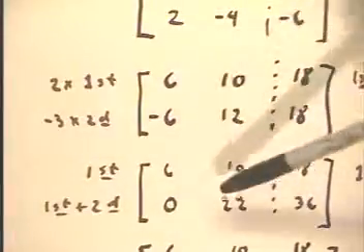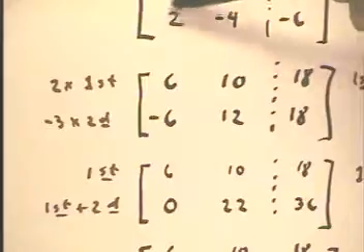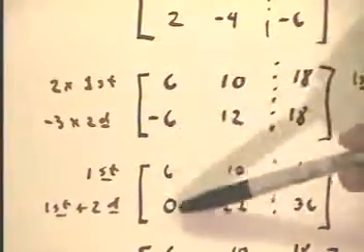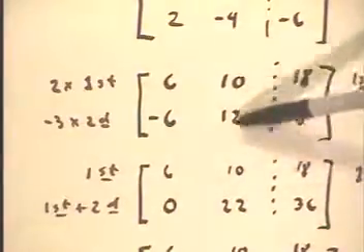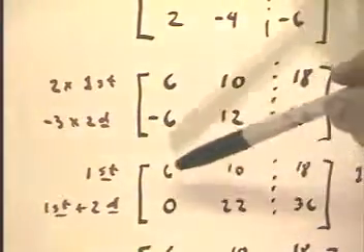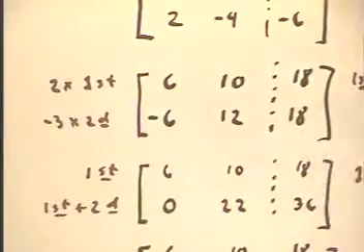Our goal here was to eliminate the x from the second equation, essentially, which is to eliminate the 2 and replace it with a 0. So if we add the 6 and the negative 6, we accomplish that. 10 and 12 gives us 22, 18 and 18 gives us 36. So here's the system. Now this just corresponds to the 6x plus 10y equals 18, the 22y equals 36.